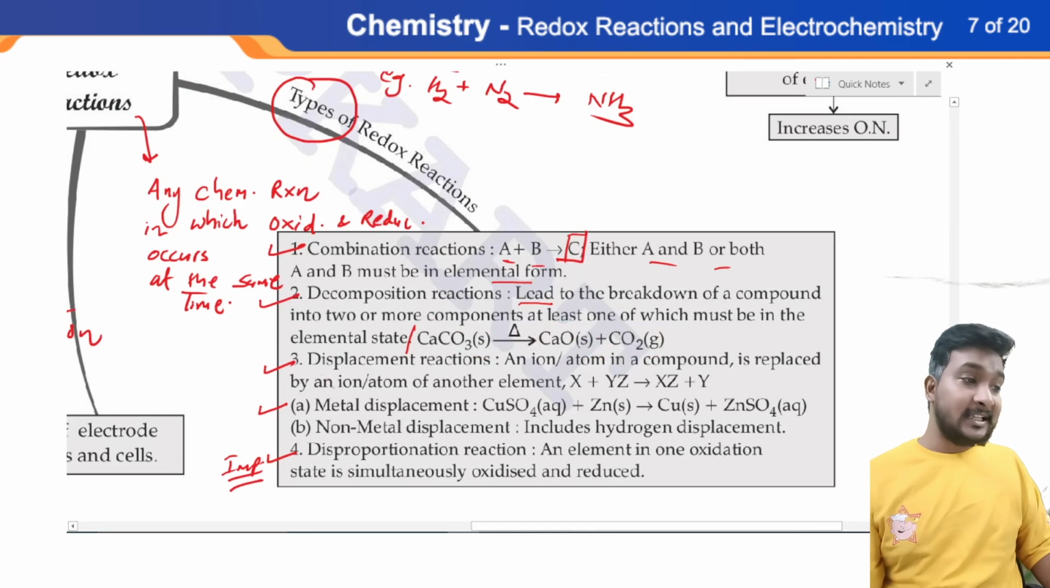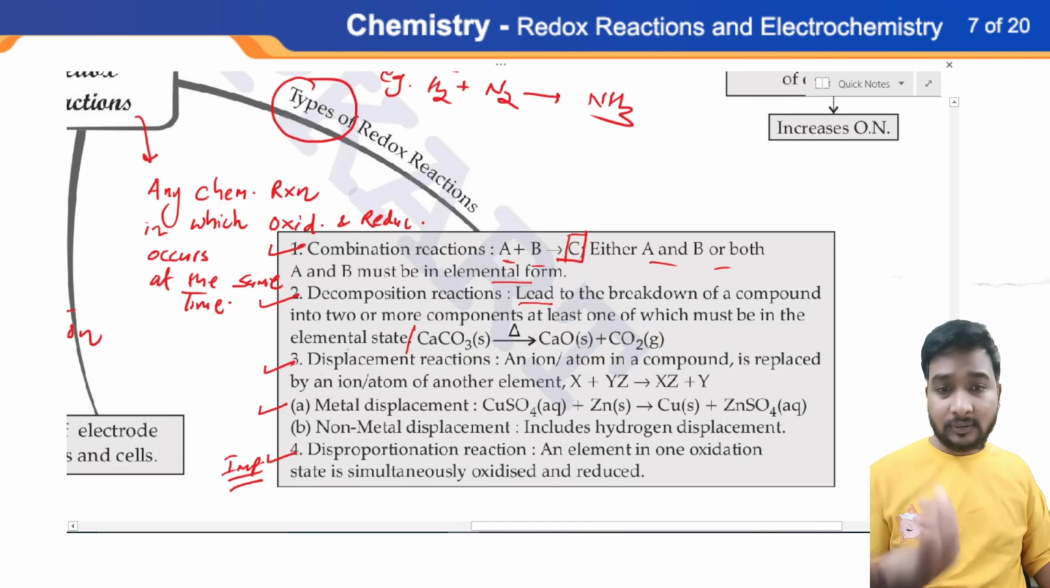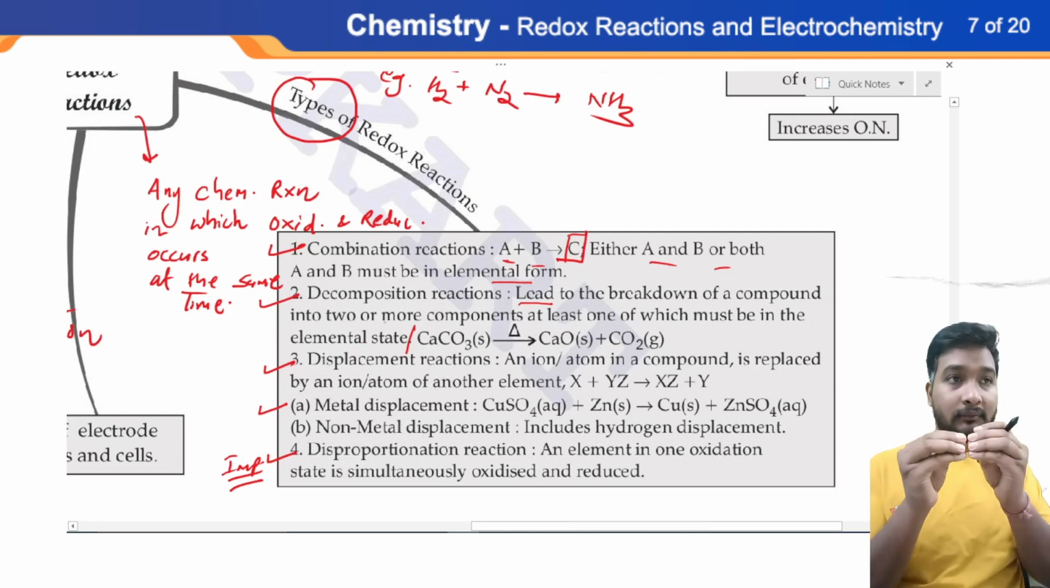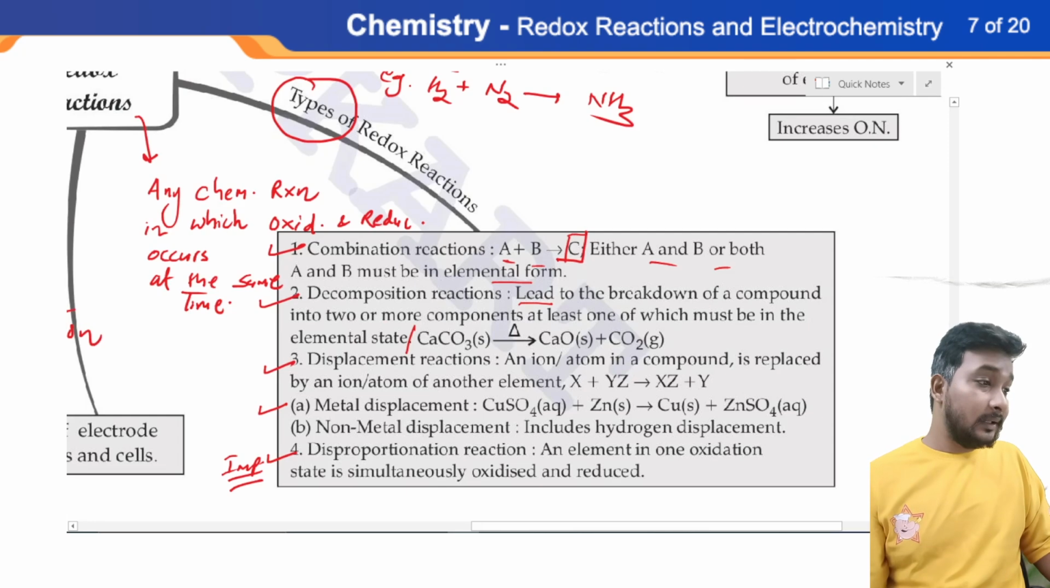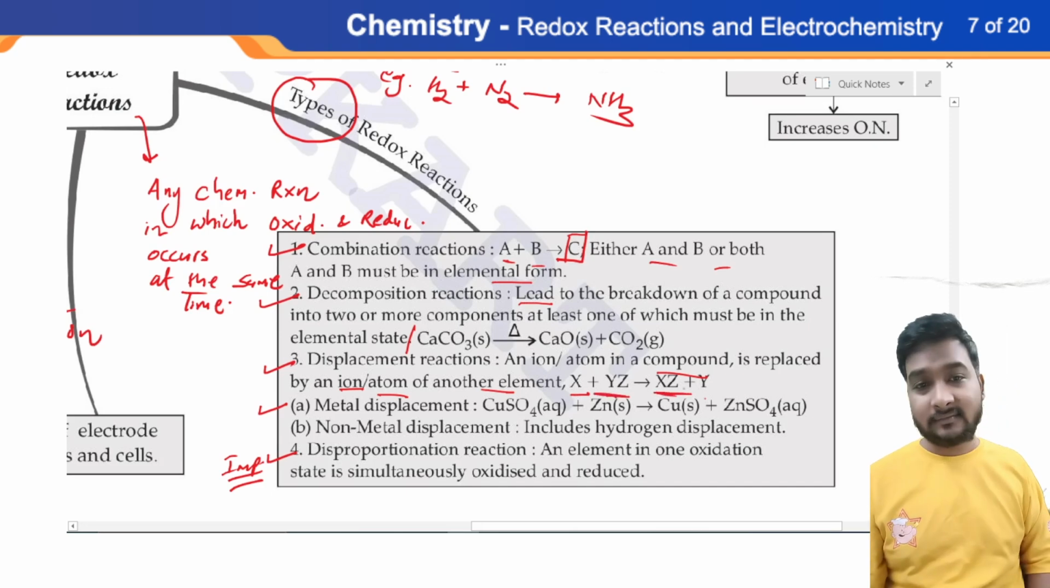Now the third one is the displacement reaction. Displacement, we can say replacement or substitution: in simple terms, one species is replaced by another species. So an ion or atom in a compound is replaced by an ion or atom of another element. Look at this example: X reacts with YZ, Y is replaced by X, giving XZ plus Y.